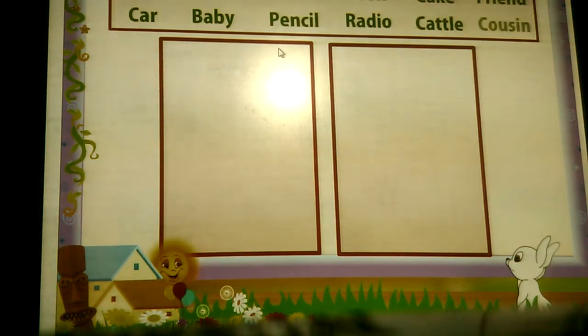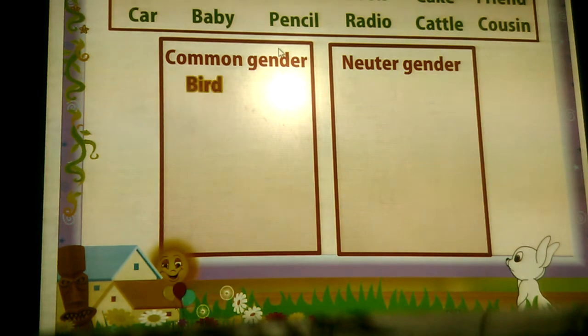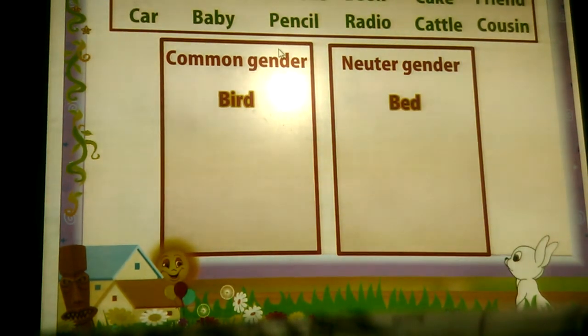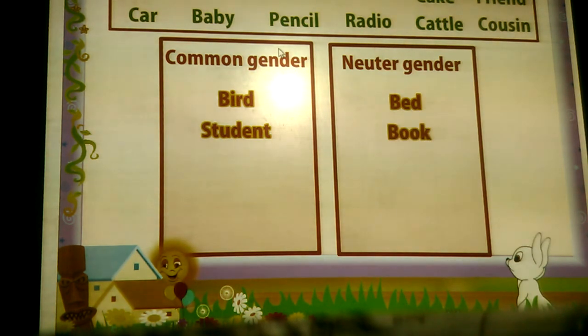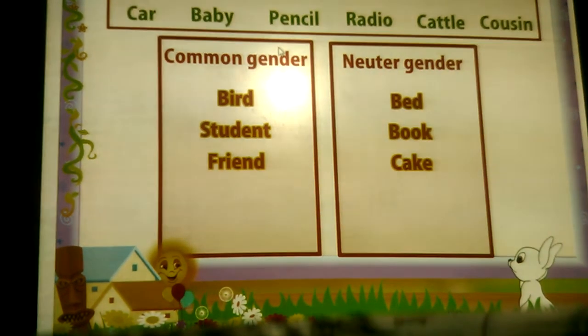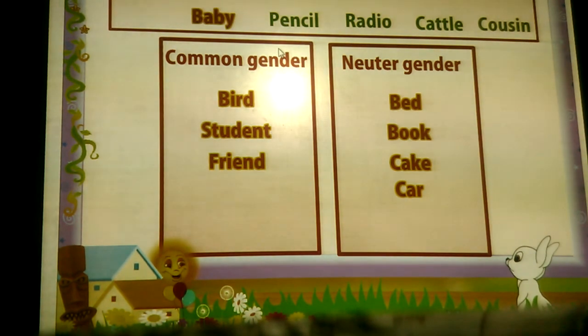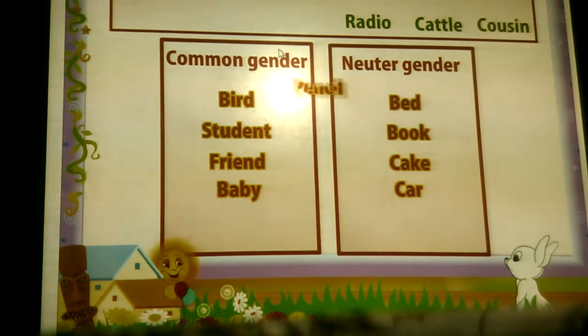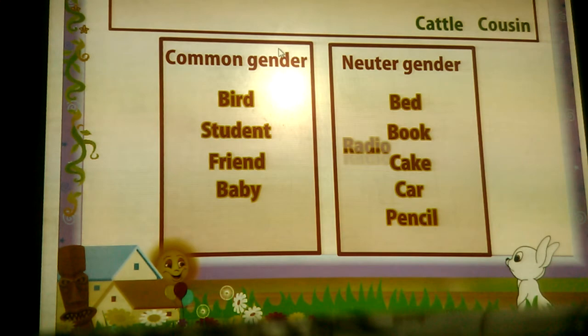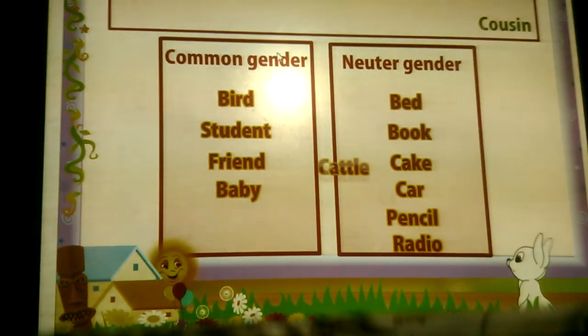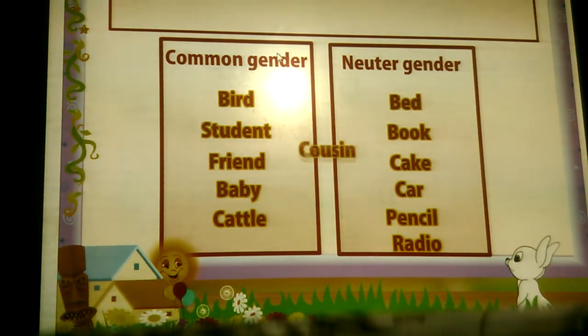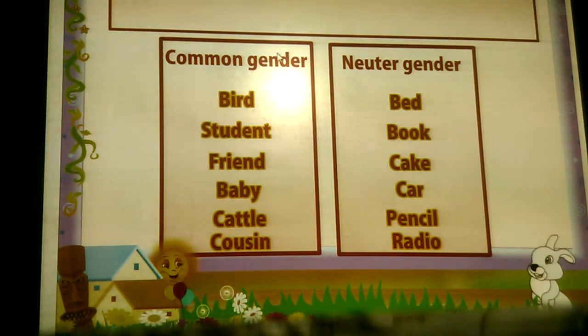Finally, here are some common and neuter gender nouns. Let us put them into the correct groups. Rainbow, never forget that the four noun genders are masculine, feminine, common, and neuter gender.